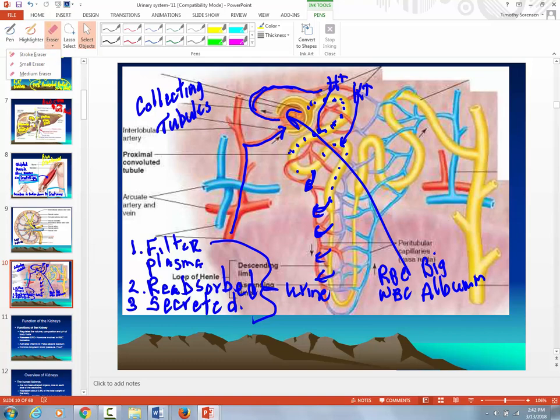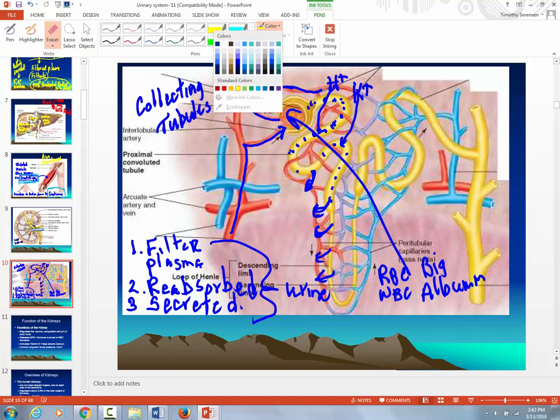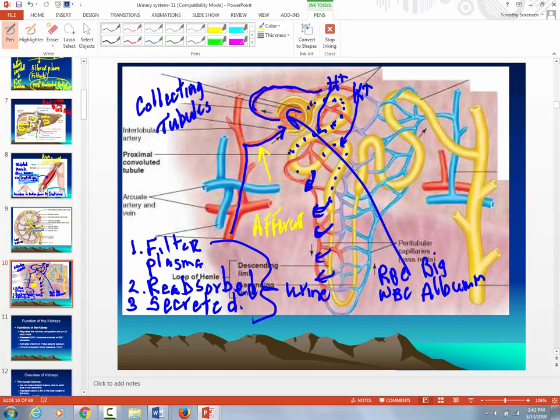Better write this down. At this small artery right here, called the afferent arteriole, the arterial blood is going to enter the functional unit of the kidney.